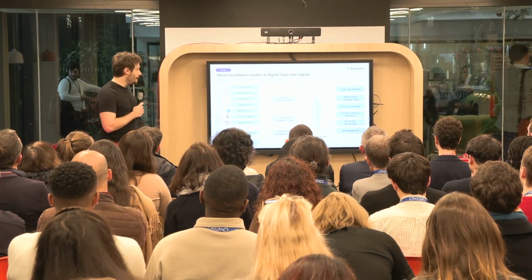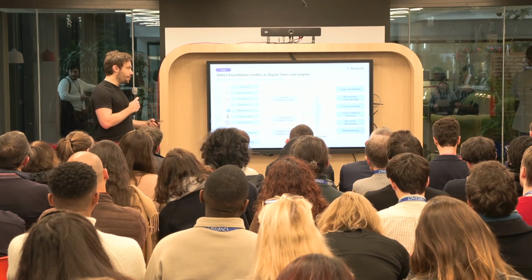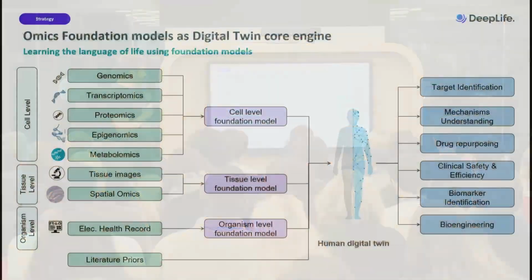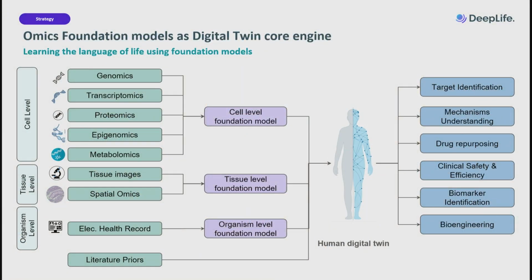We know that cells are not unique and isolated in their environment. The type of model that we're building is a multi-level model, where you have modeling at the cell level, at the tissue level, and at the organism level. Today we're mostly focused on the cell level, but the idea is to integrate all these different levels to eventually have one model that allows us to answer a bunch of questions, the first one being target identification.